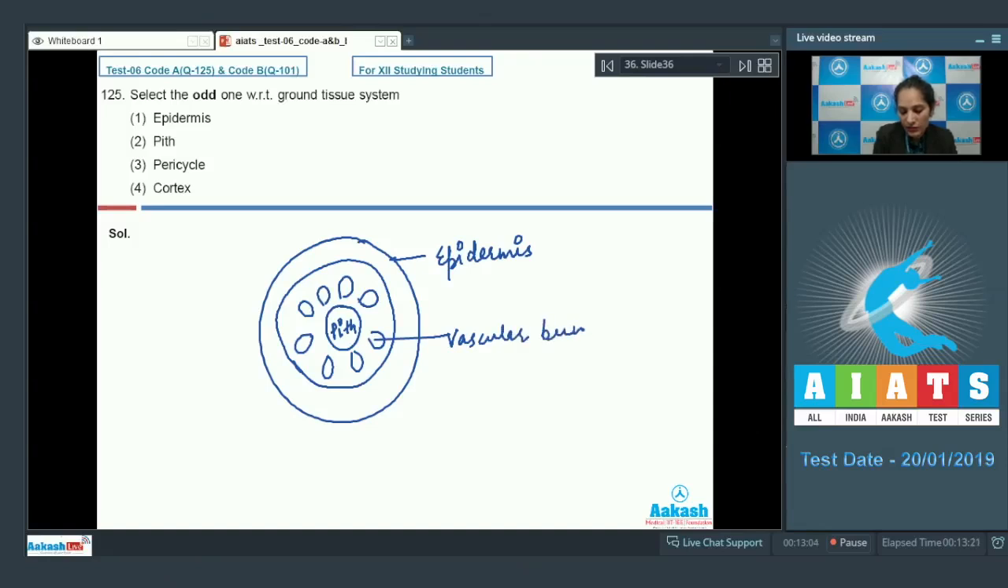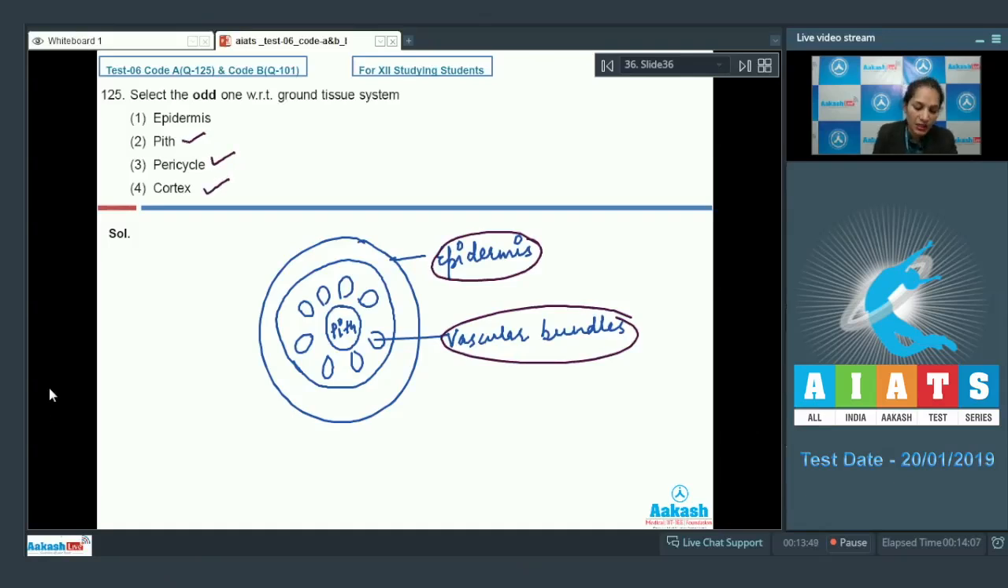So all the tissues you see in the section of a stem except epidermis and the vascular bundles, they constitute ground tissue system. Epidermis is present in the epidermal tissue system. Vascular bundles are included in the vascular tissue system. So pith, yes. Pericycle, yes. Cortex, yes. Epidermis is not included in the ground tissue system. So the correct option for the given question is option number 1. Let's move on to the next question.